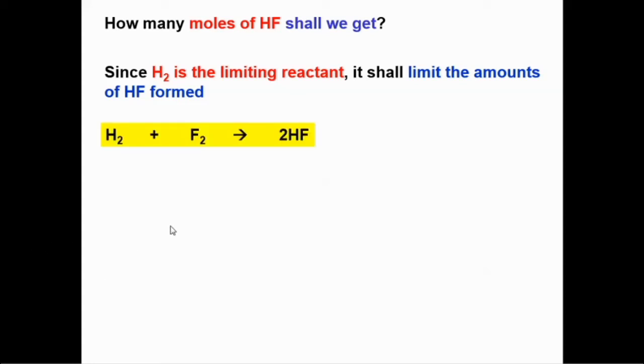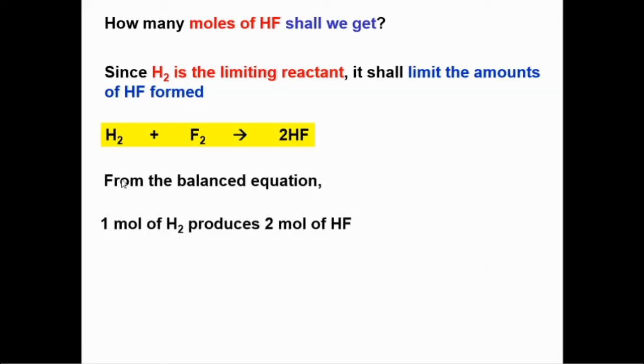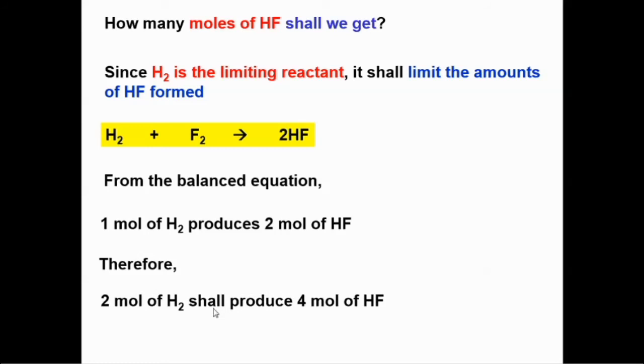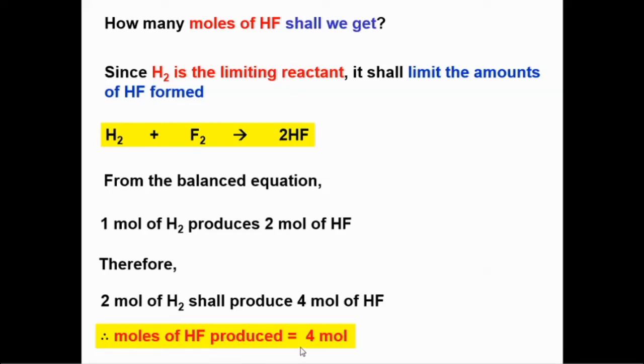From the balanced equation, we know that 1 mole of hydrogen produces 2 moles of HF, or hydrogen fluoride. Therefore, if we have 2 moles of hydrogen, 2 moles of hydrogen shall produce 4 moles of hydrogen fluoride, because this hydrogen limits the amount of hydrogen fluoride formed. So the moles of hydrogen fluoride produced in this reaction is 4 moles.